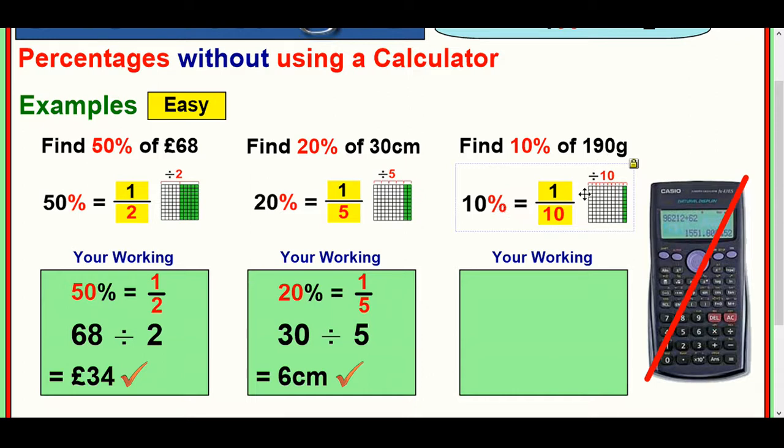So we're taking 190 and dividing it by 10. I would write down that I know 10% is equal to a tenth, and I'm taking 190 and dividing it by 10. Now that's really easy to do. You can either move the digits along and get rid of the 0, or you can just take a 0 off. But it's 19 grams.